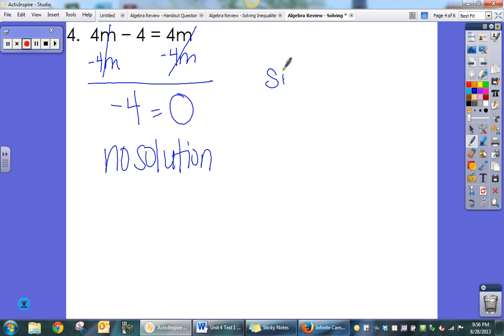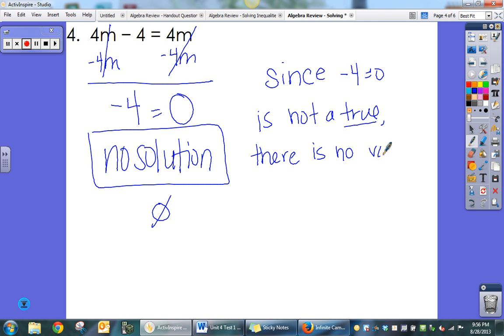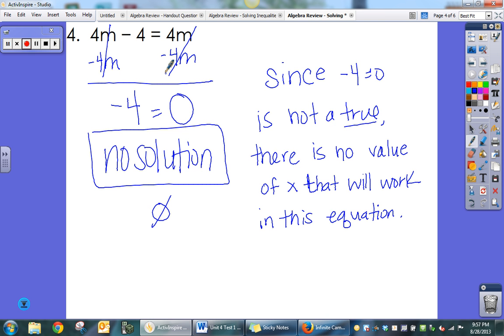Okay. So you don't have to write all this. This is all you need, or you could even use this symbol for no solution. But since negative 4 equals 0 is not a true statement, there is no value of x that will work in this equation. So that's why we say there's no solution. It's actually not x even, it's m, but there's no way for me to pick a value of m that would make a true statement here. So that is why there is no solution.